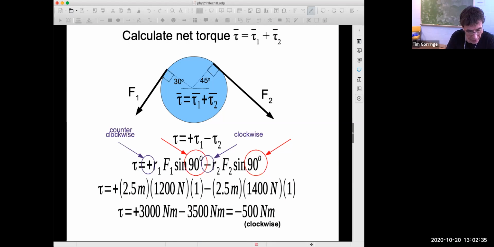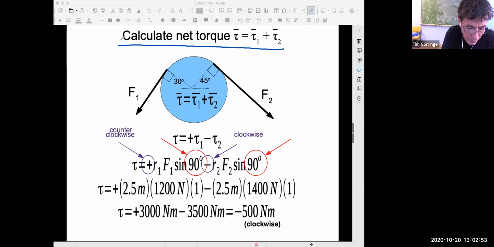And so here's my calculation. This single slide has the entire problem worked out for us. Basically, what I'm going to do on this slide is calculate the net torque, which is really the vector sum of the two individual torques, tau1 and tau2, that are created by the two individual forces, F1 and F2. So we're going to do that. And I just reproduced the sketch here. Okay, so this is the basic idea.